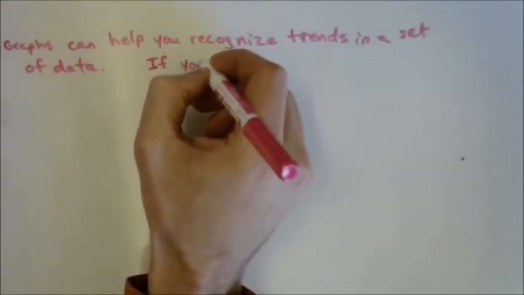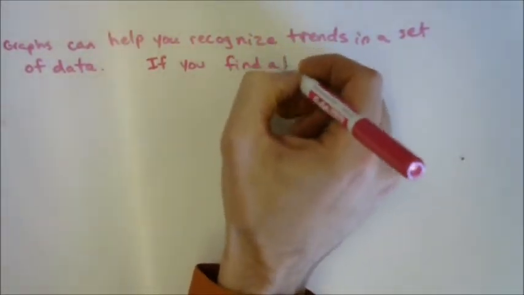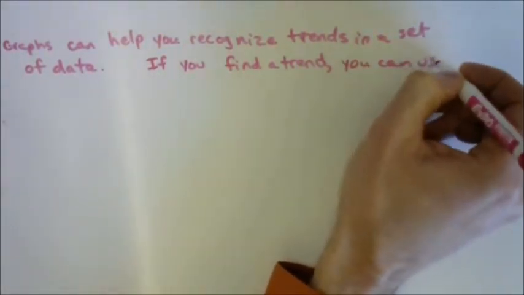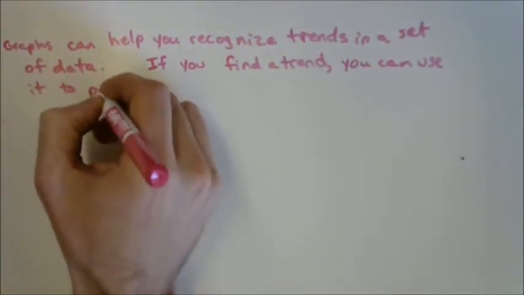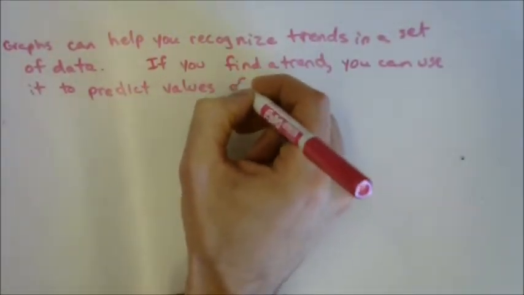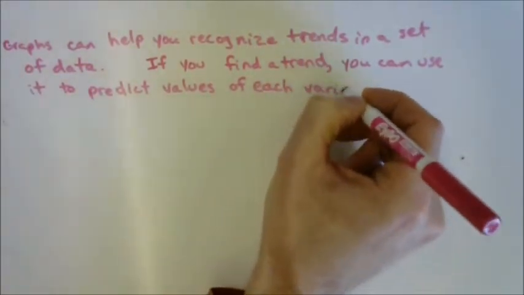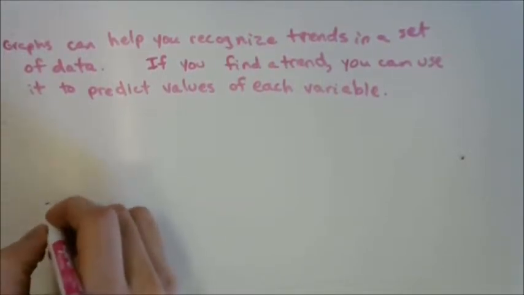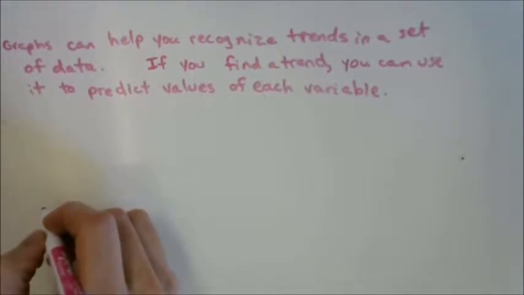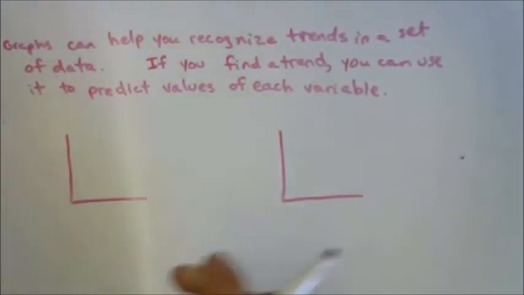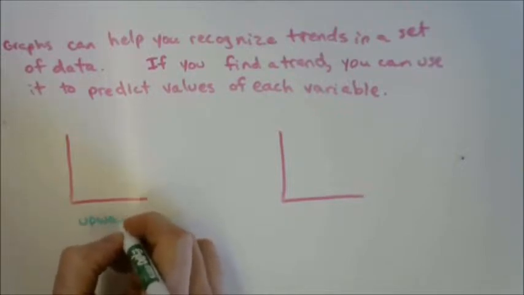If you find a trend, you can use it to predict values of each variable. Okay, let's see what this looks like. In your first picture there, underneath that first bar graph, we're going to draw a picture of, maybe I'll just do mine as well like this. In the first one, we're looking at an upward trend.